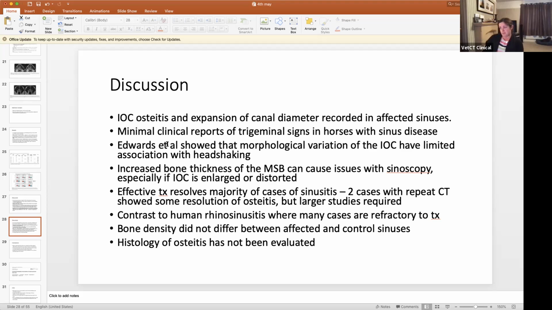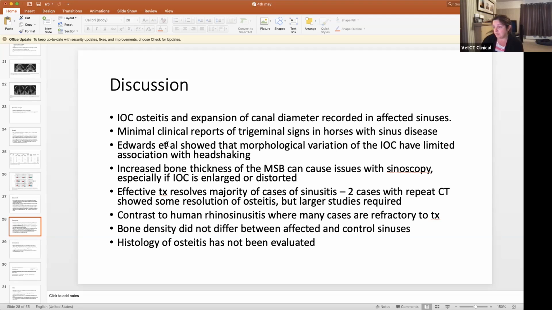Then they talk about the recent paper. I did look it up. I think it was in VRU, I think it was 2019, the paper that showed that morphological variations of the infraorbital canal have limited association with trigeminal mediated head shaking. So effectively, they're saying we see this thickening of the infraorbital canal often. We don't think it's relevant to any trigeminal mediated badness, which I think is fair. They talk about the increased bone thickness of the maxillary septal bulla causing issues with sinusoscopy and sinus surgery, and that the enlargement of the infraorbital canal also causes problems with surgical access.